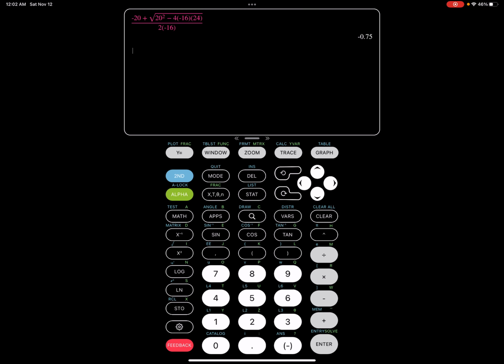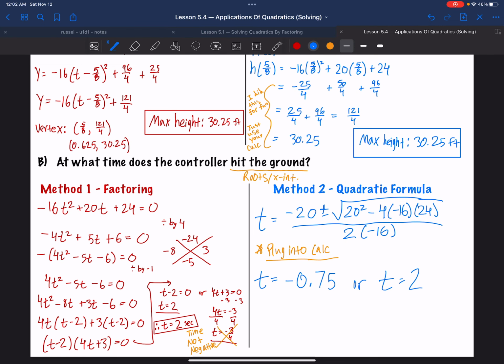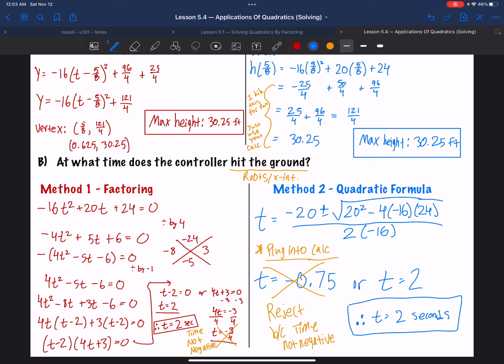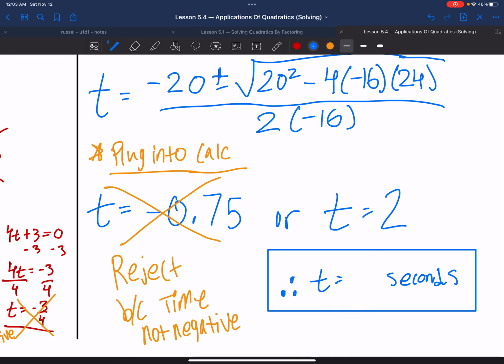I'll go back to the calculator and copy the equation. It's plus or minus, so let's delete the plus and put a minus. Calculate, I get positive 2. So, again, reject the negative because time is not negative. And so, therefore, t equals 2 seconds. All right, and there you have it. Wasn't that beautiful?